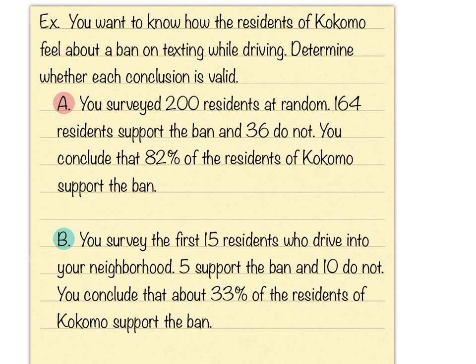You surveyed 200 residents at random. Again, that word random is in there. That's usually a good sign. 200 is a large amount. That's good. 164 of the residents support the ban, 36 don't. You conclude the 82%. Again, the stats don't mean anything to me. Was this survey conducted randomly? Well, it says, yeah, it was. So these would be valid results. And there was enough people, right? There was 200 people, not just 2 people.